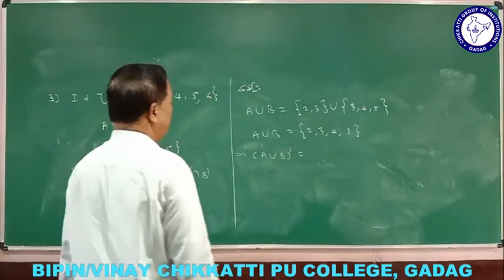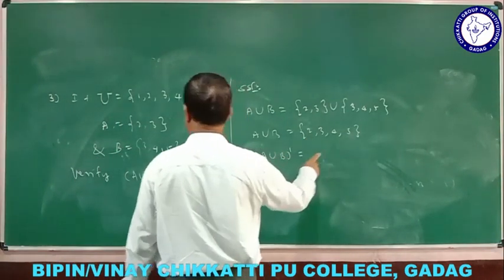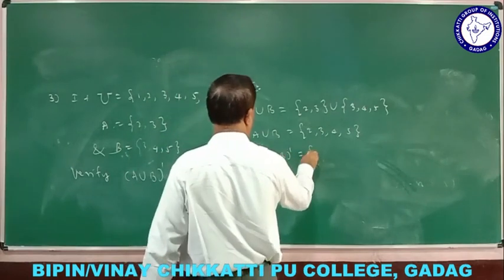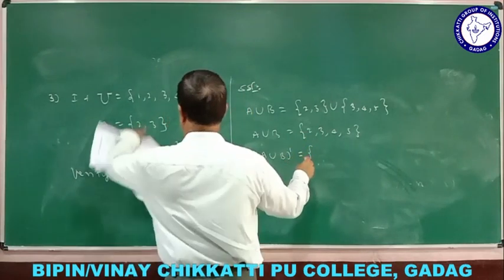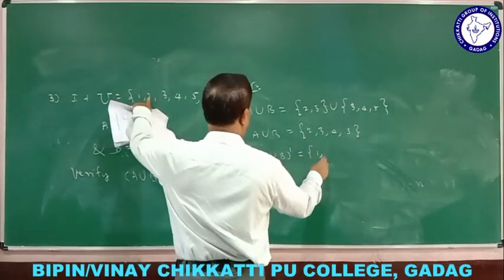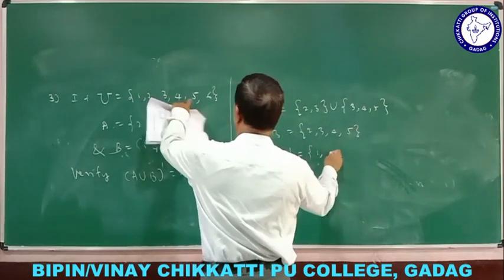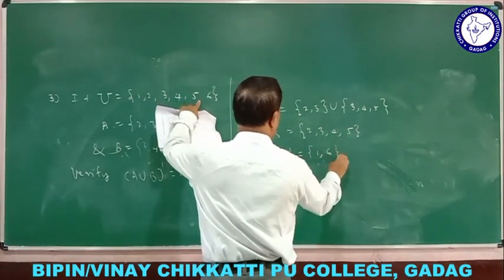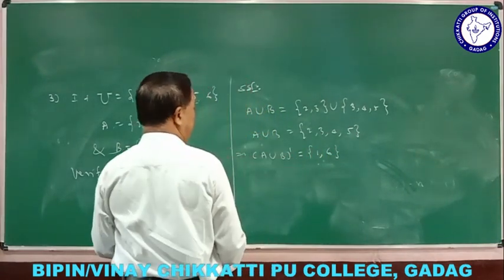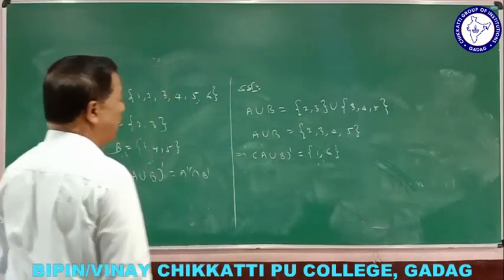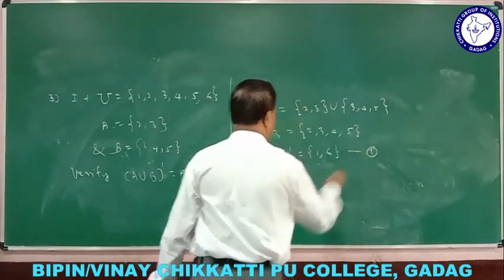A union B complement means all elements of the universal set excluding this. Look at this, 2 you need not take. In the complement, excluding, in the set 1 you write, 2 cannot write, 3 cannot write, 4 cannot write, and 5 cannot write, and only 6 you have got. A union B complement means only those elements in the universal set excluding A union B. So this is equation number 1, you can say.